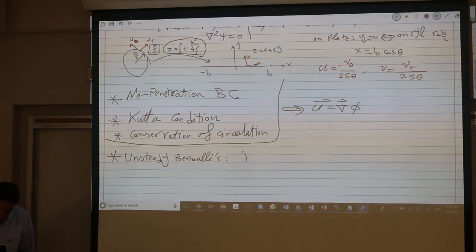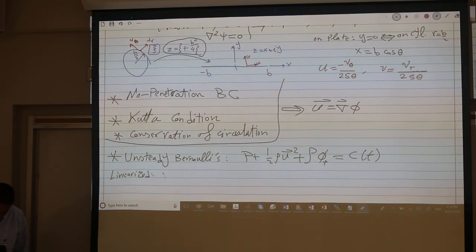Which is, you remember, P plus 1/2 rho U squared, this is your unsteady Bernoulli, should equal constant. For unsteady flow, you just add rho partial phi partial t to it. This is equal constant, it's constant independent of space, or maybe dependent on time. And we also derived the linearized version of it.